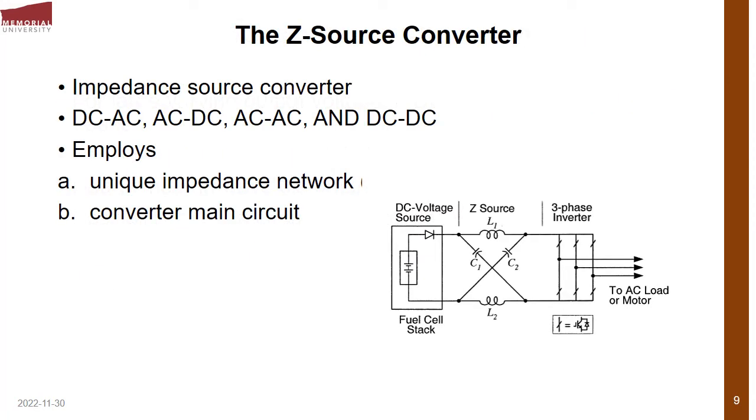So we come out with a solution, as has been done: the Z source converter, to solve the limitations we know. The Z source converter is just like the normal converter, except that it is coupled to what we call a unique impedance network. This impedance network employs 2 capacitors and 2 inductors arranged in this form. It can do AC to DC, DC to AC, AC to AC, and DC to DC conversions.